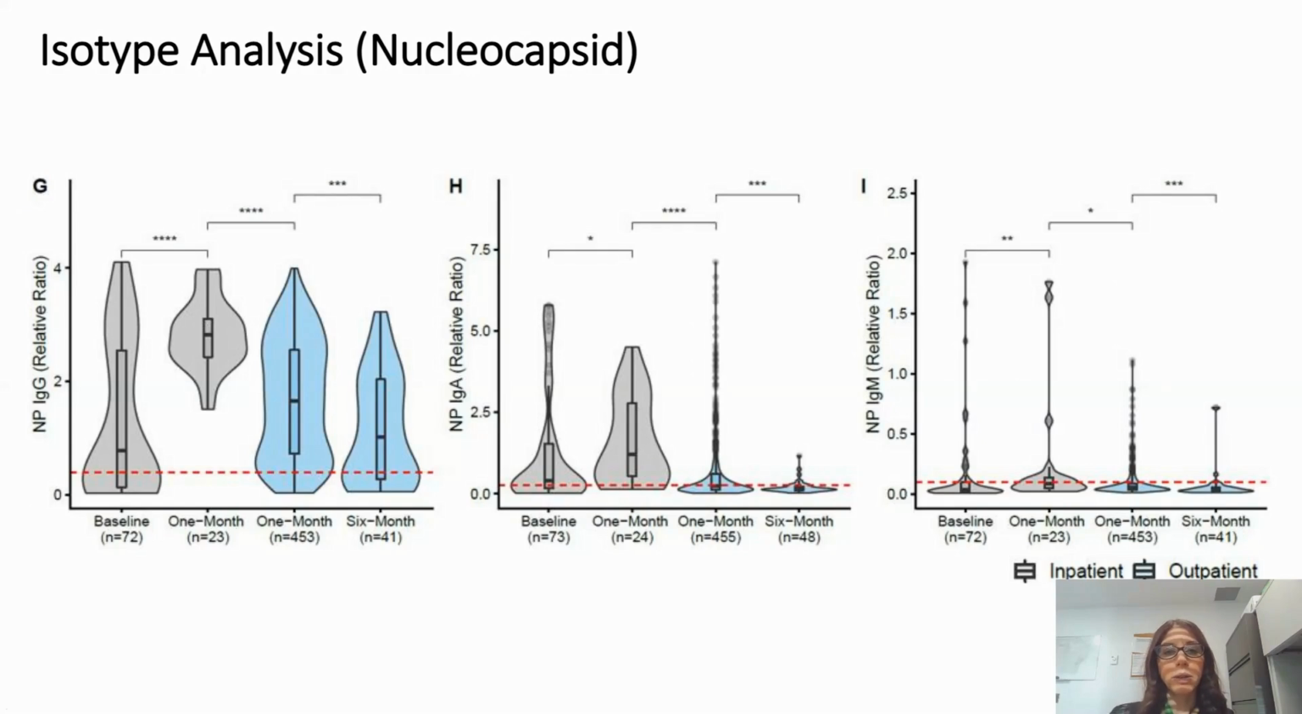And lastly, looking at nucleocapsid, inpatients at 1 month had significantly greater levels of all anti-nucleocapsid isotypes compared to baseline, as well as the outpatients at 1 month. So again, we're seeing the exact same trend in the 1 month time point for all of the antigen targets. But more than 50% of the outpatients appear to have no detectable anti-nucleocapsid IgA or IgM. And outpatients at 6 months had significantly lower levels of all anti-nucleocapsid antibodies compared to 1 month. So the anti-nucleocapsid response drops off rather rapidly, whereas the anti-spike and receptor binding domain response are being maintained over time.